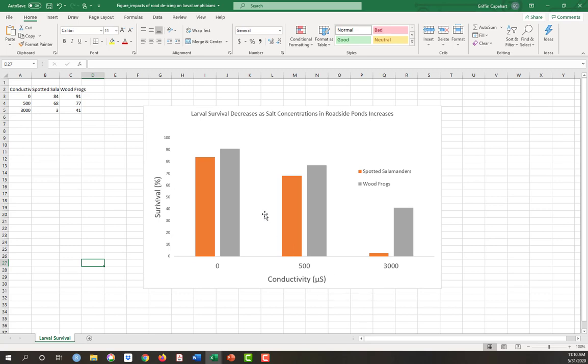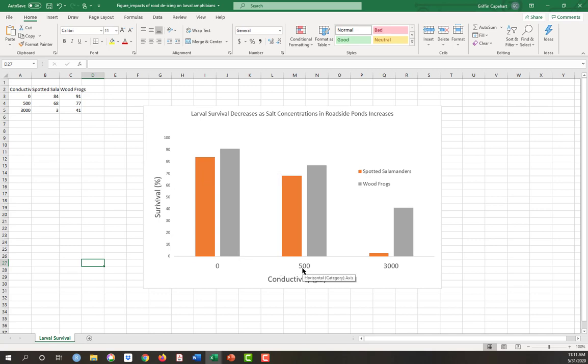Okay, so spotted salamanders are the orange bars, wood frogs are the gray bars. You can see here our, excuse me, independent variable is conductivity, and when there is 0 conductivity, that means this is like purely fresh water. Larval survival, percentage of larval amphibians surviving to adulthood, is very high. 80 to 90%. 91% for the wood frogs, 84% for the spotted salamanders.